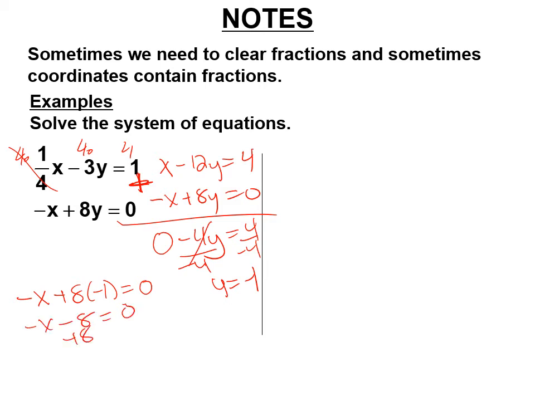We're adding 8 to both sides. There's a lot of ways to mess up the sign here. Negative 1x equals 8. Divide by negative 1. X equals negative 8. So it's negative 8, negative 1 is the point of intersection.